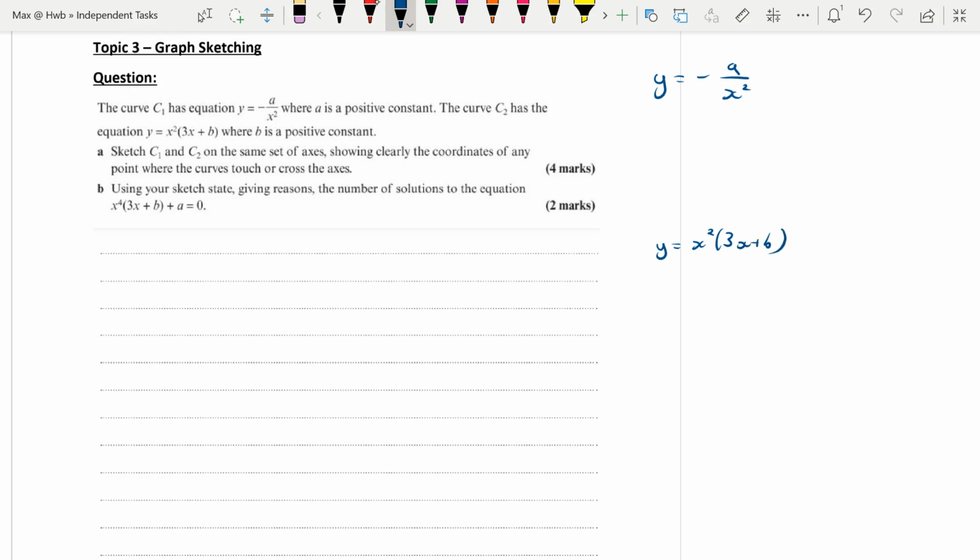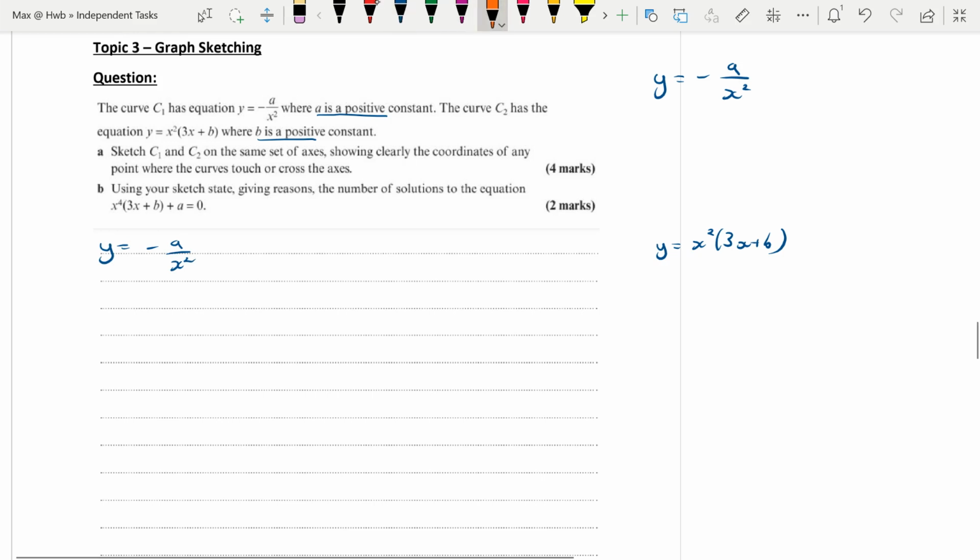Again, a is a positive constant, that's really important, and b is a positive constant. So a and b are both positive. Now, I want to sketch C1 and C2 on the same axes, showing clearly the coordinates of any points where the curves touch or cross the axes. So it's told me what kind of key points I need. First, I'm going to look at this minus a over x squared.